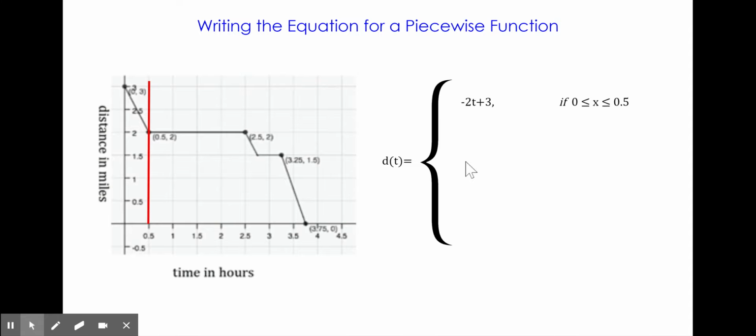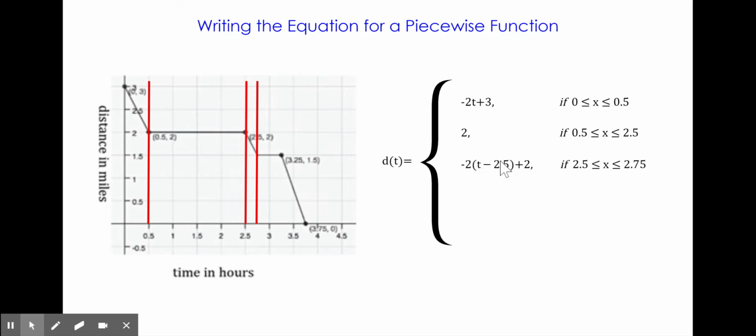Each one of these will be listed as an expression because d of t equals is over here on our left. Next, we have a horizontal line at y equals 2, and this applies across this interval. So we have 2, and we show our interval of 0.5 to 2.5. Next, we have a slope of -1 divided by 1/2, which is -2. We find our interval, and so we can write our equation.